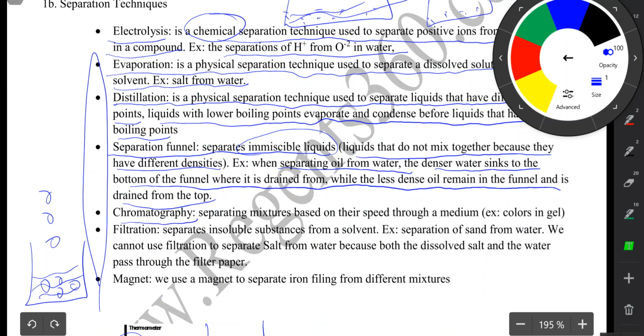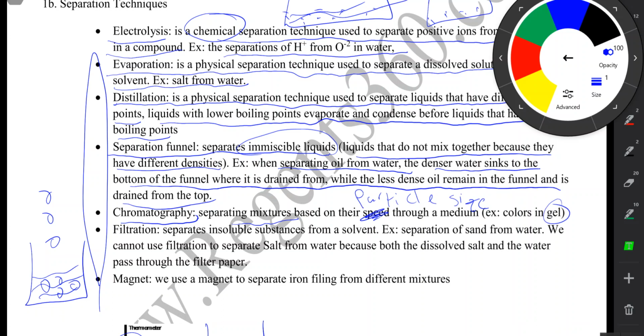Chromatography, also a physical separation technique. It separates mixtures based on their, not speed, particle size. Particle size. So, smaller particles will make it far into a medium, such as a gel medium, while larger particles will barely make it through a medium.